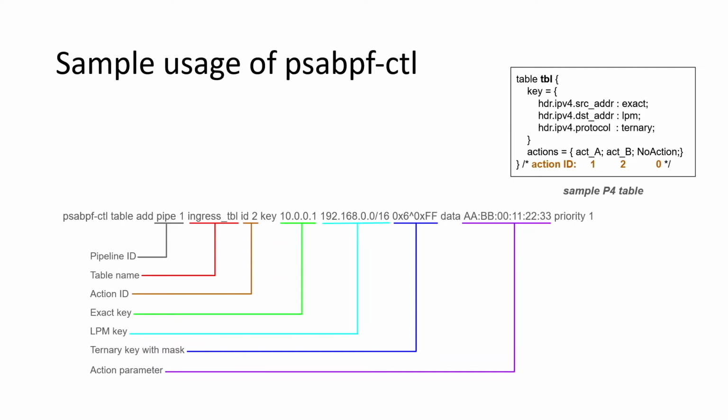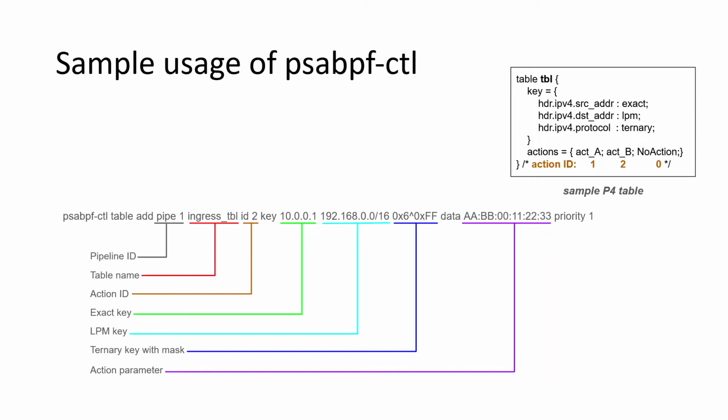This is the place where we can determine the action ID of an action. NoAction always has ID 0, no matter where it is placed in the list. Other actions have IDs starting from 1 in the order of appearance in the list. In this example, Act A has ID 1 and Act B has ID 2.